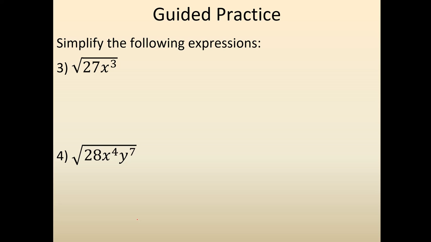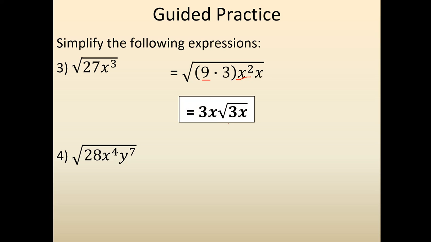All right, so what we're going to do is the same thing as before, the 27. So 27 is divisible by 9. So 9 and 3 would be the factors to replace 27. And then x cubed, I'm just going to write it as x squared times x. Again, we're just taking one away from this to split it up. So 9 and x squared are my perfect squares. Square root of 9 is 3. Square root of x squared is x. So we're left with 3x outside the radical and a 3x inside the radical.